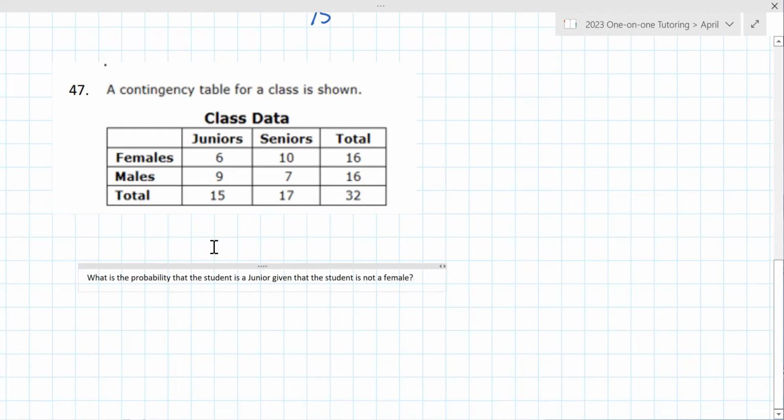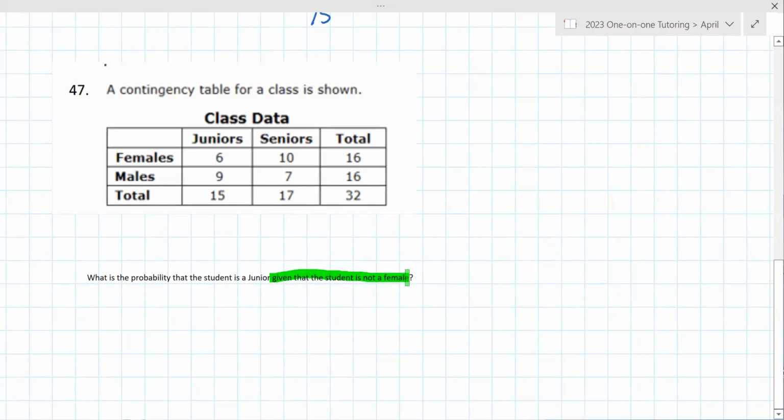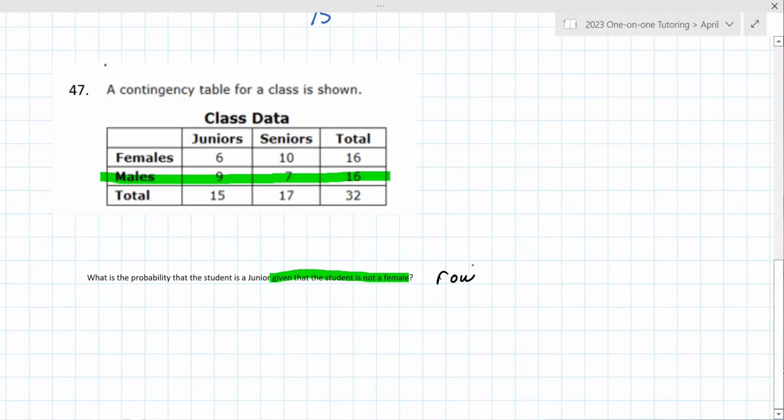9 and 15. Okay, this time it says given that the student is not a female. That's really important here. Not a female means you're in the male row. Yep. The student is a junior, so how many juniors are there that are males? 9. Out of how many in that row? Like your world is just this row. What that given is just that. Oh, 16. Right.